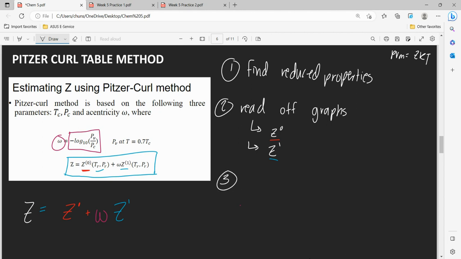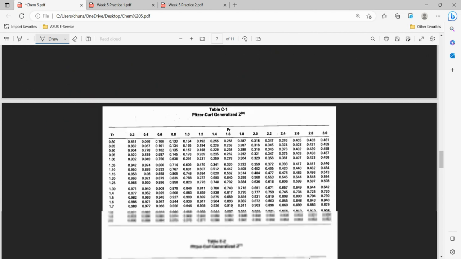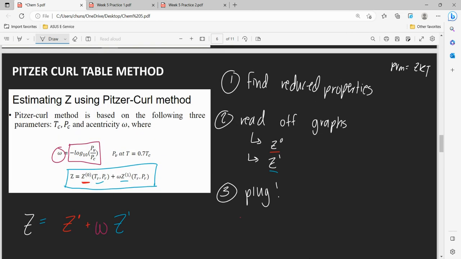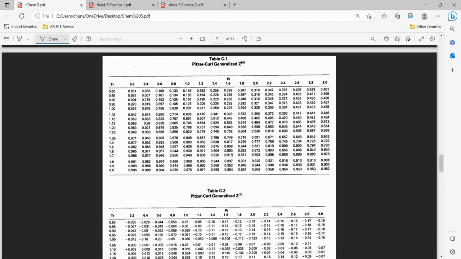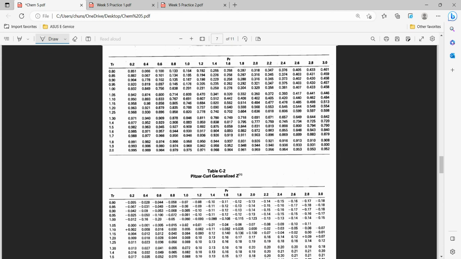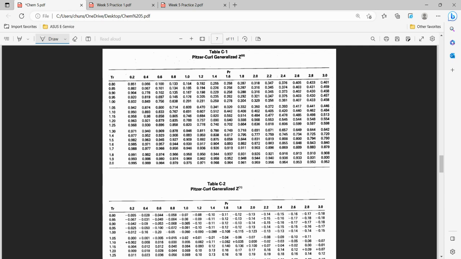So once you read off your graphs, then just plug and be on your merry way. I'm going to say interpolate if needed. I'm going to talk about interpolation. Okay, so this is what your Pitzer-Curl tables look like.